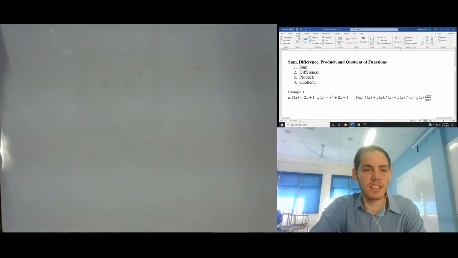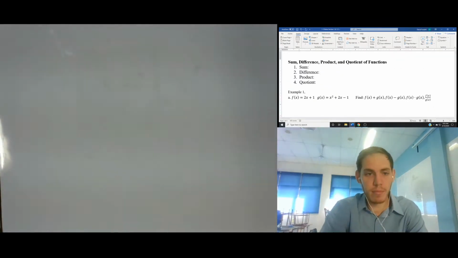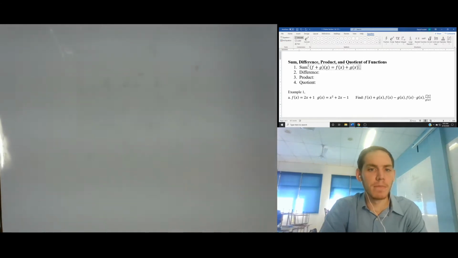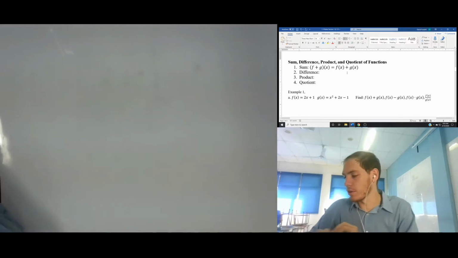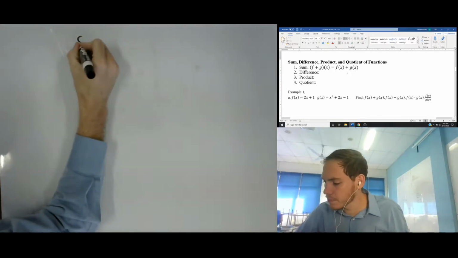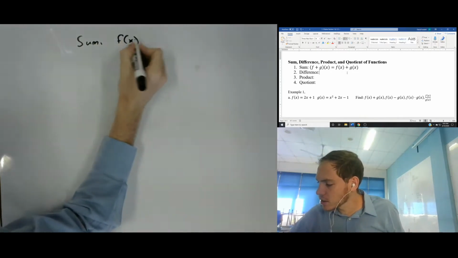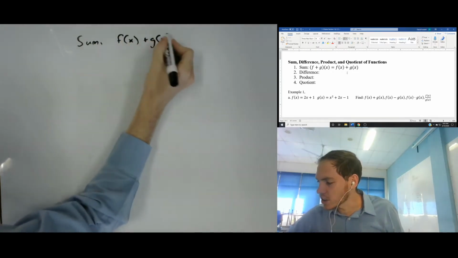So let's look at these. The sum is pretty simple. When we have two functions, f plus g of x, it's easier when they're the same. This is basically f of x plus g of x. It's really not too complex. So I'll just write these down. The sum would be f of x plus g of x. You just add them together.